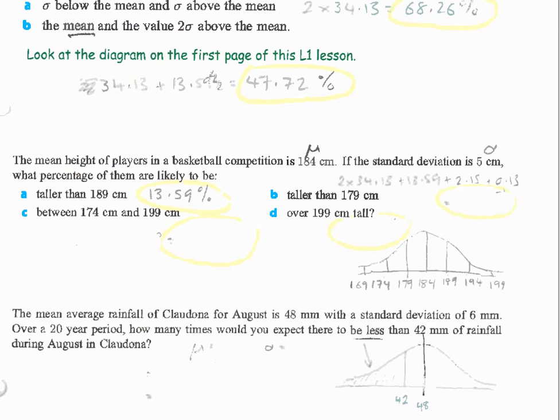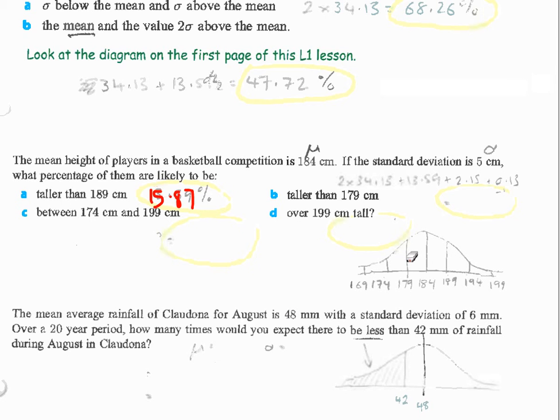Here we go. So instead of 13.59, I should have 15.87. So taller than 89 is that area plus that area plus that area. That's why we had to add the 3 up, and you can show some working out in there as well if you like. Taller than 179 centimeters would be that.